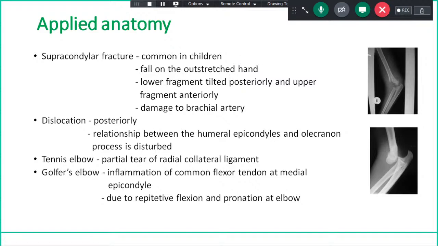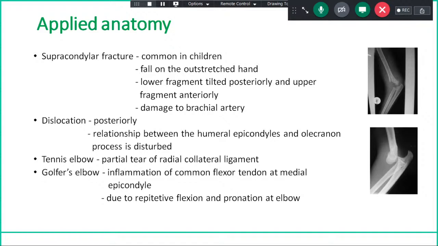So this supracondylar fracture is common in children, and it is seen when there is a fall on the outstretched hand. Here you can see this in this picture. The lower fragment moves posteriorly, whereas the upper fragment moves anteriorly. And when it moves anteriorly, as I told you, the brachial artery gets damaged, and if damaged, it will block the blood flow to the distal part, and the collateral circulation, the anastomosis, might not be able to supply the distal part and forms ischemia. There is a condition, ischemia, which is caused due to the poor blood supply to that area.